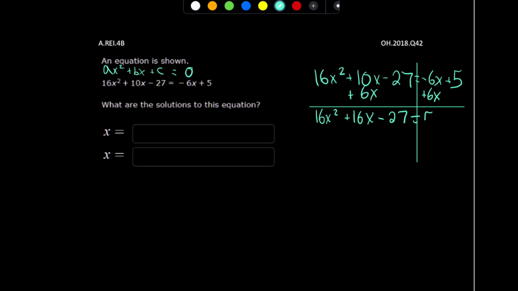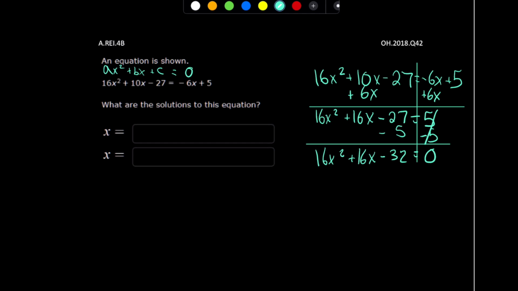Minus 27 equals 5. Now we have to get rid of this 5. So we're going to subtract 5 from both sides. And I can already tell now this is going to get messy. 16x squared plus 16x. Negative 27 minus 5 is negative 32 equals 0.